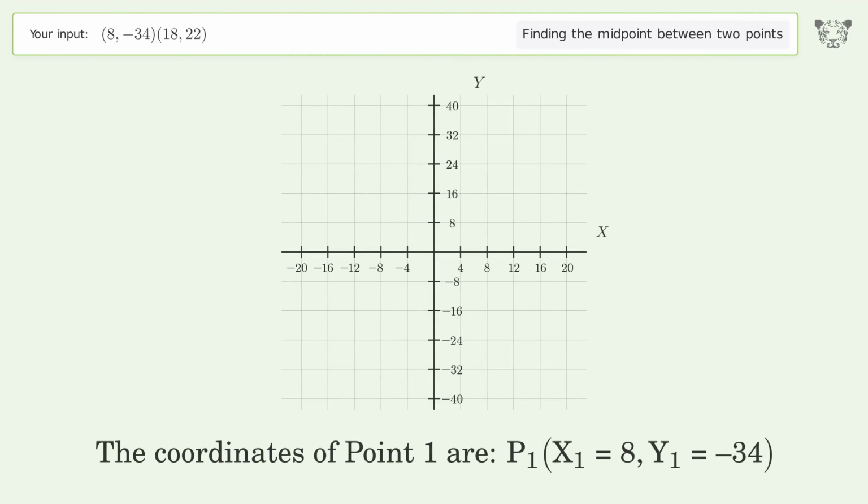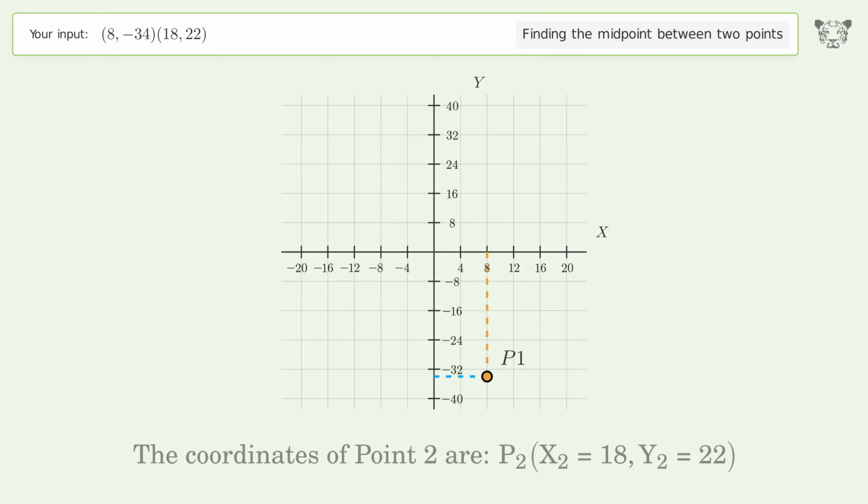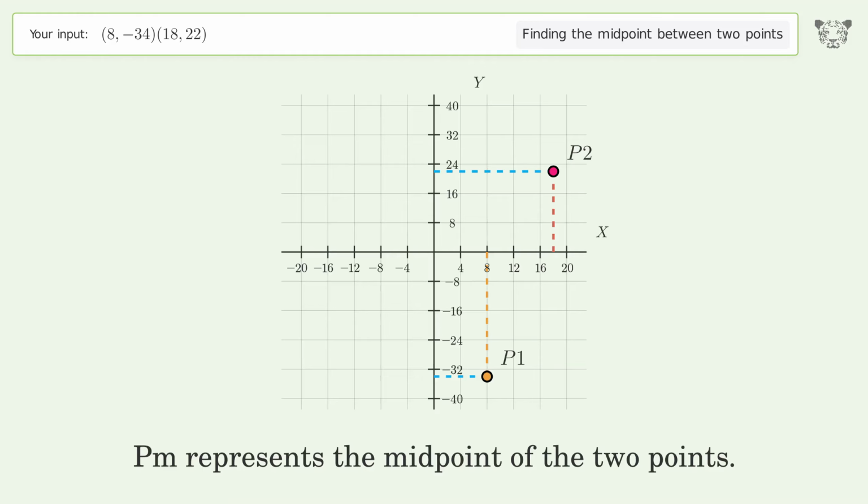The coordinates of point 1 are x1 equals 8, y1 equals -34. The coordinates of point 2 are x2 equals 18, y2 equals 22. PM represents the midpoint of the 2 points.